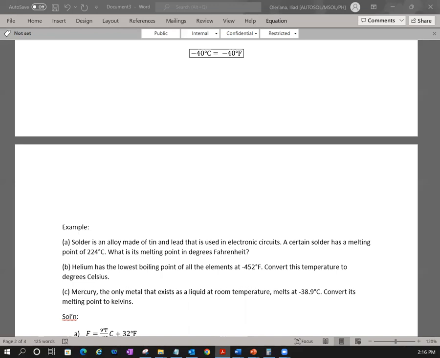Then, after that, we will go to accuracy and precision. So, for now, that's all.